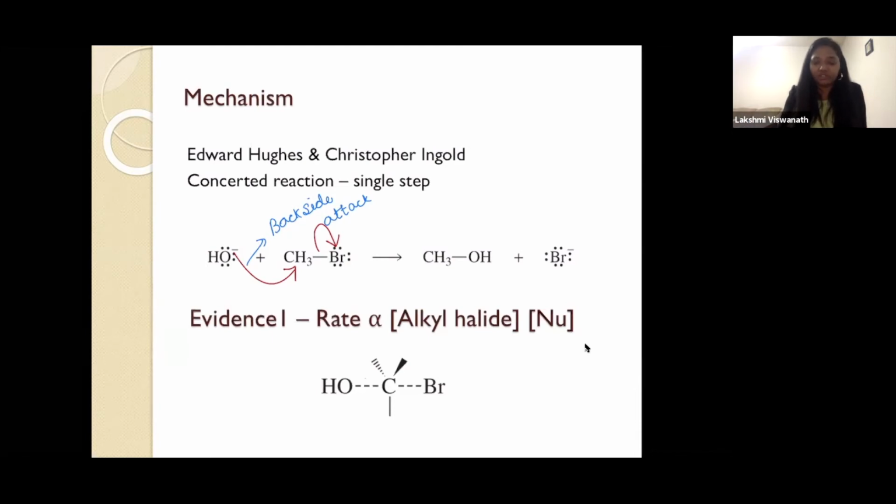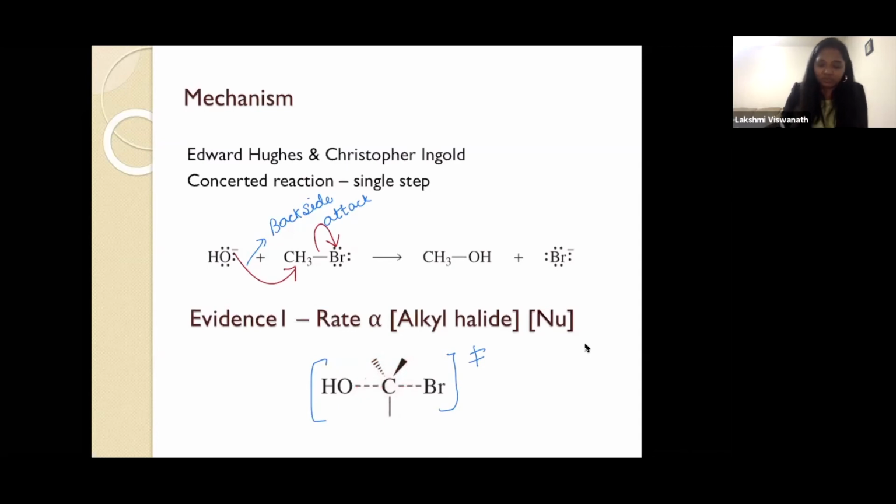Now let's look into the very first evidence. The rate was directly proportional to the alkyl halide as well as the nucleophile. When you consider this reaction, it is going to have a transition state, which is going to look more like this, where you can see that this carbon right here is going to have three bonds which are completely formed and two bonds which are partially formed.